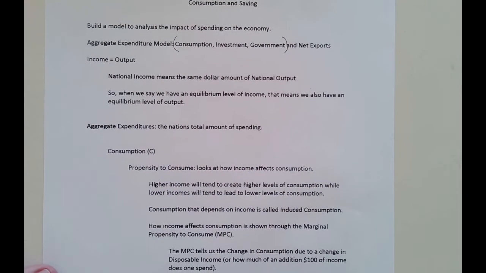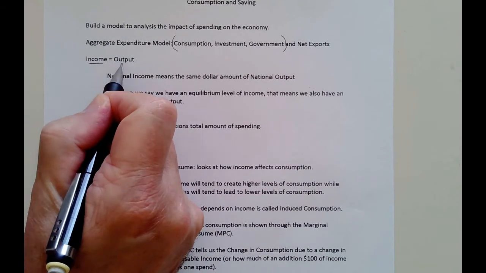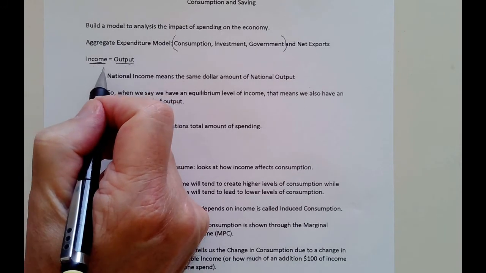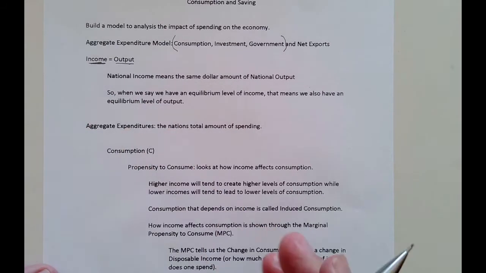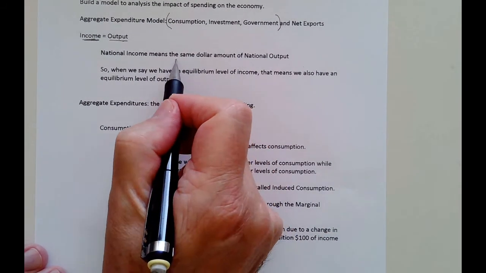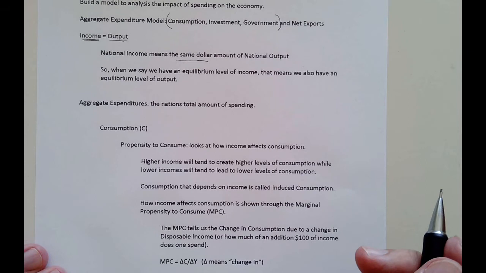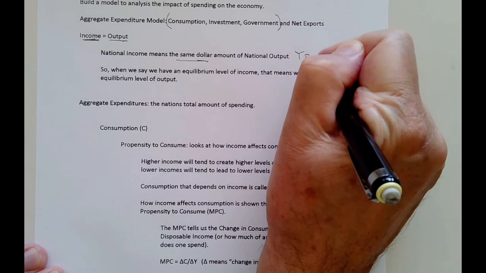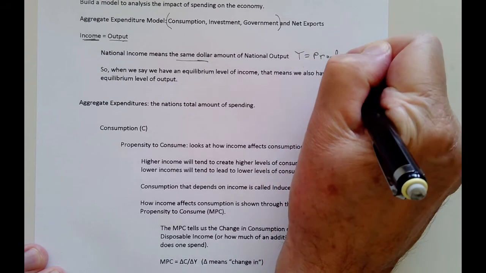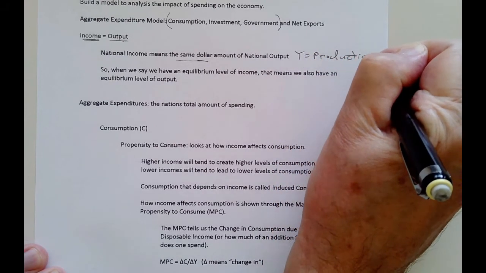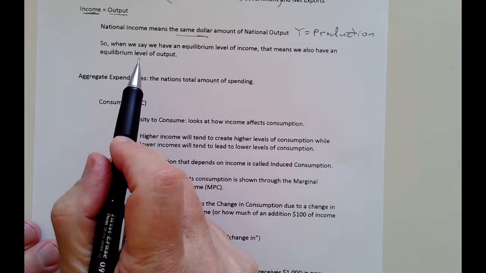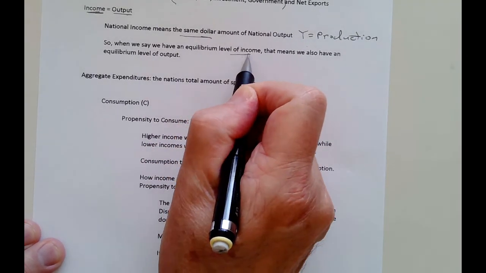So again, understand that income is output. Anytime you produce and generate income, you pay workers, you pay for raw materials, you pay for capital equipment, you pay for profit. And so it's the same dollar amount. So in this chapter and in Chapter 9, we're going to be talking about income. We use Y for income, and that's going to represent, again, our production. And so when I say equilibrium level of income, I mean also the equilibrium level of production. Dollar for dollar, they're the same amount.